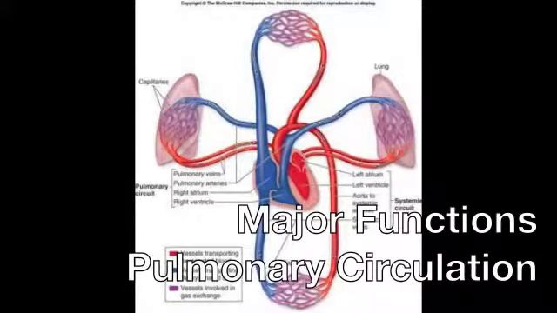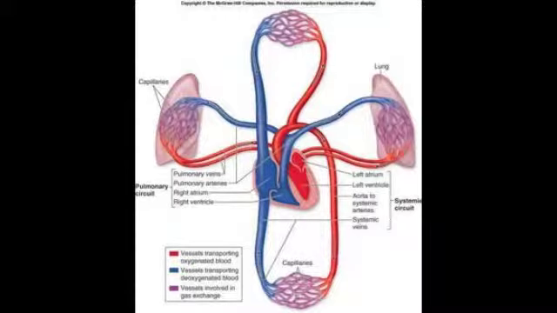Functions of the cardiovascular system is the transportation of blood. The blood carries oxygen, nutrients, cell waste, hormones, and other vital substances for homeostasis to and from cells. Pulmonary circulation is a portion of the cardiovascular system which carries deoxygenated blood away from the heart to the lungs and returns oxygenated blood back to the heart.